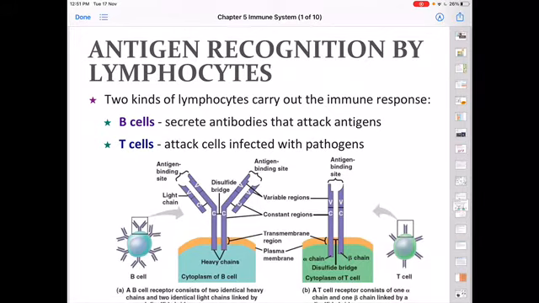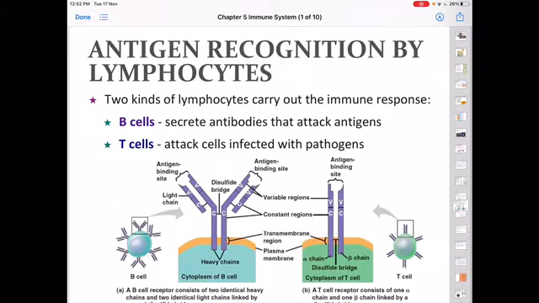Remember, only B cell will secrete antibodies. T cell dia tidak menghasilkan antibodies. Jangan keliru ya. T cell hanya akan attack the cells that already infected with pathogen. Sel yang dah memang ada pathogen dalam dia, dia akan bunuh sel tersebut. Jadi T cell ni lebih spesifik. Dia akan attack hanya sel yang telah invaded ataupun infected with pathogen.